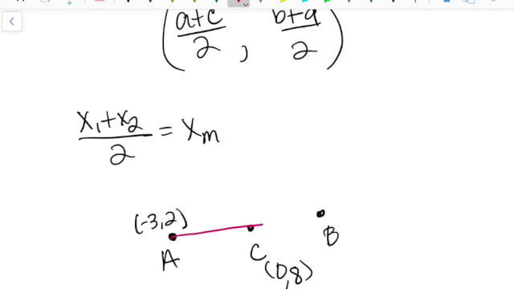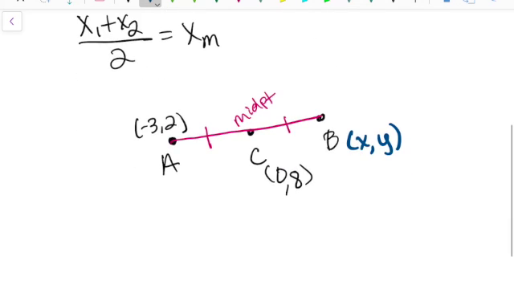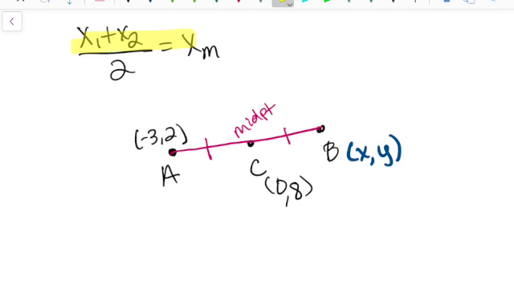So here is our segment AB. AC is congruent to CB, which means C is the midpoint. And we are trying to find the coordinates of B. So I'm going to call this (x, y). We do not know what the coordinates of B are. So again, remember this formula. We are still using the midpoint formula. It's just that we are working backwards.